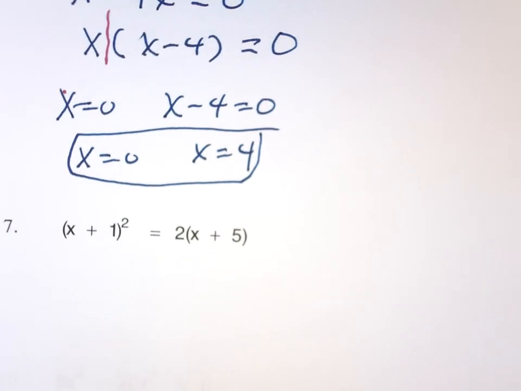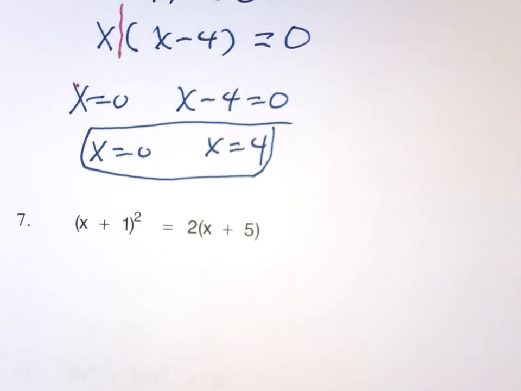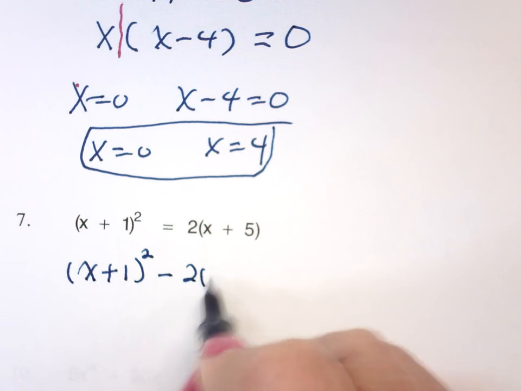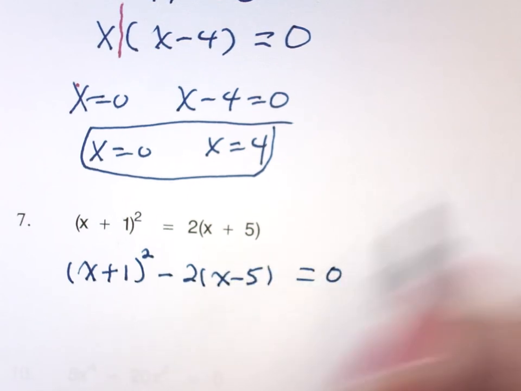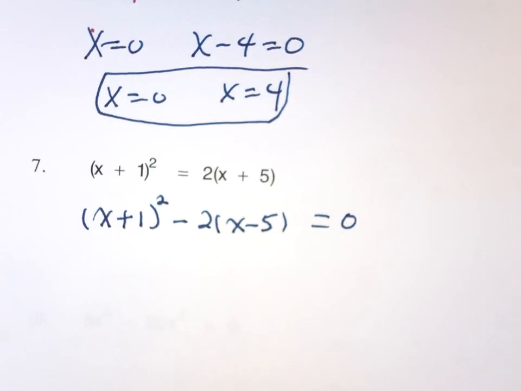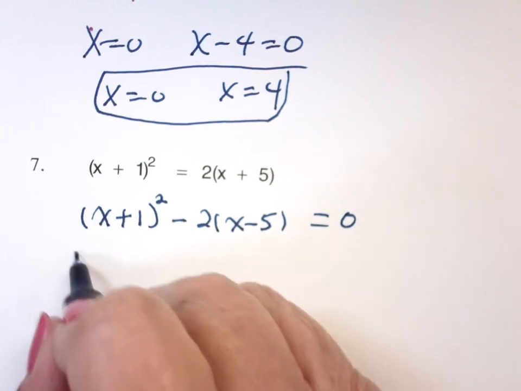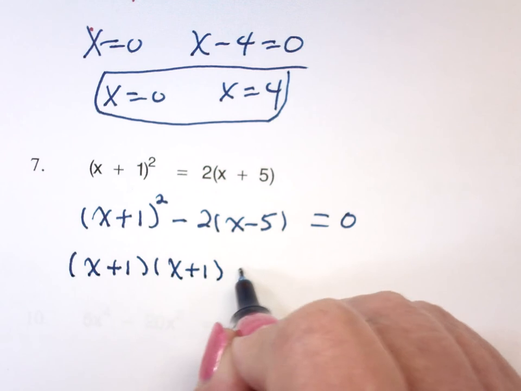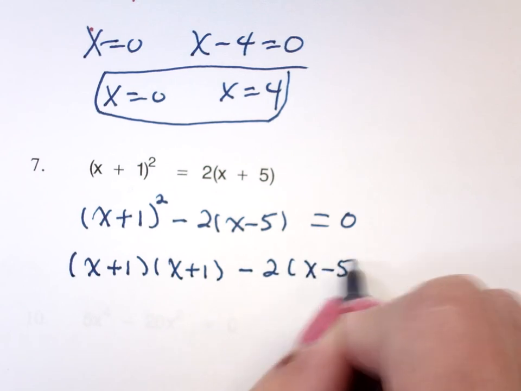This problem's a pain. Why would I say that? Because x does not equal 0, and there's a lot of stuff going on on the right-hand side of the equal sign. It's just a mess. So if I were to bring everything to the same side, 0 on the other, I've got an order of operations issue. I can't factor it the way it stands. x plus 1 quantity squared is x plus 1 times x plus 1, minus 2 times x minus 5 equals 0.